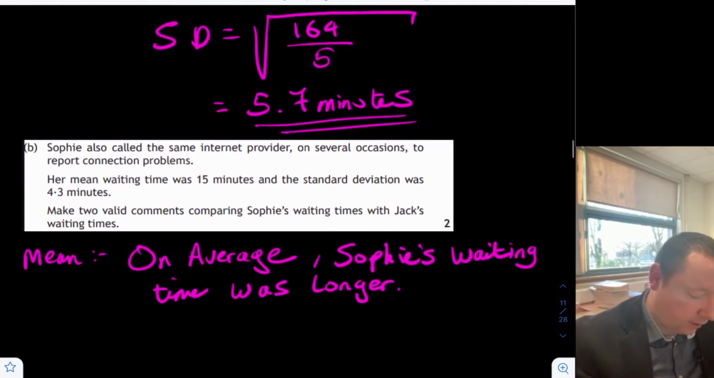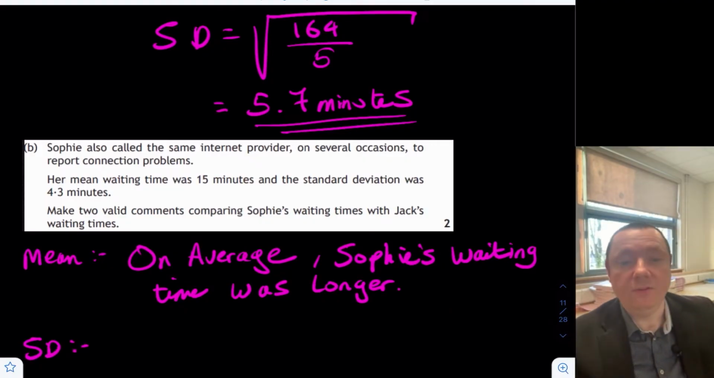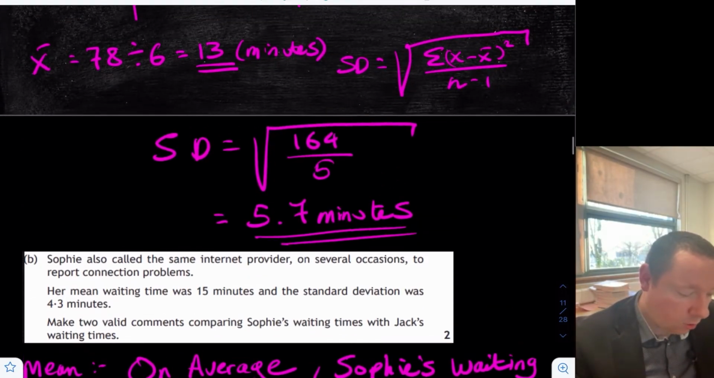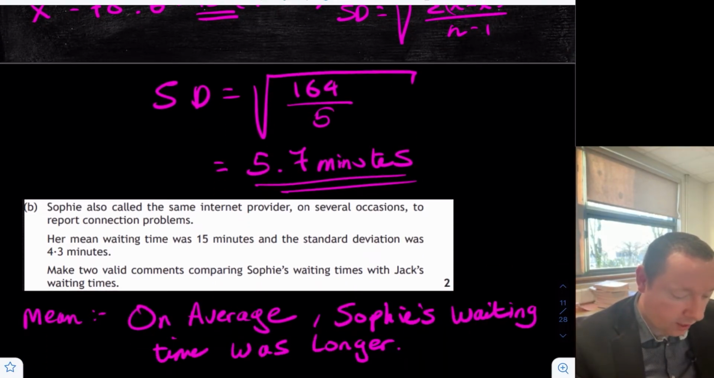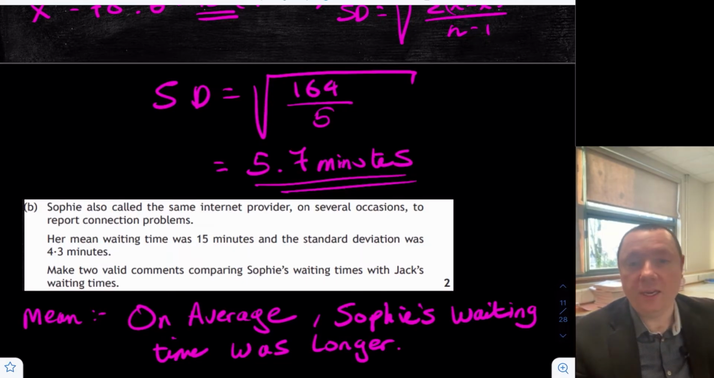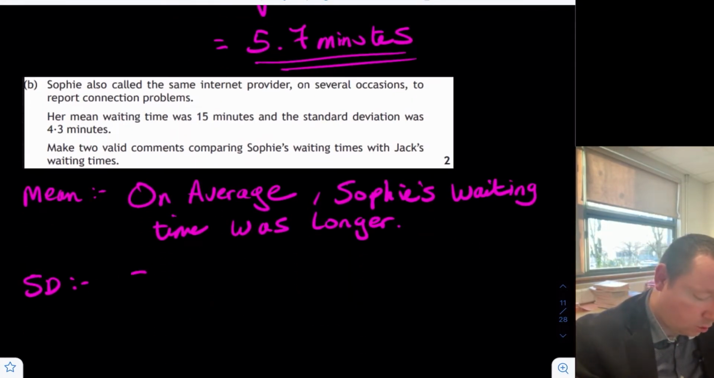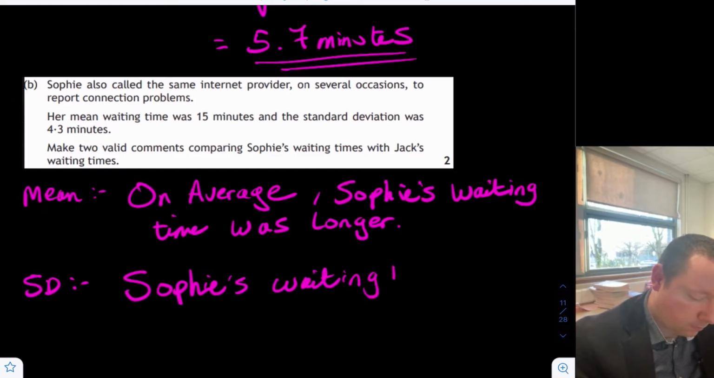Okay, let's compare the standard deviation. So there's a mark for the mean, and then to compare the standard deviation is all about consistency or how spread out the data is. So the previous person's standard deviation was 5.7 minutes, and Sophie's standard deviation is 4.3 minutes. It's gone down, so Sophie's waiting times, which is what the question is about, are more consistent. So that's all we have to say. Sophie's waiting times are more consistent.